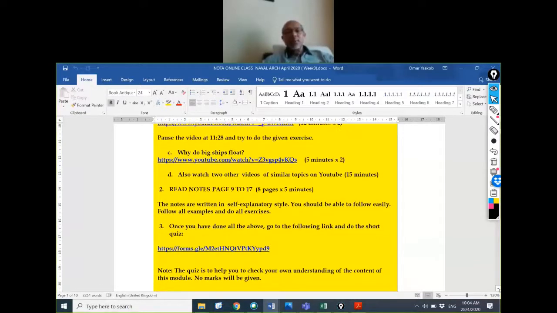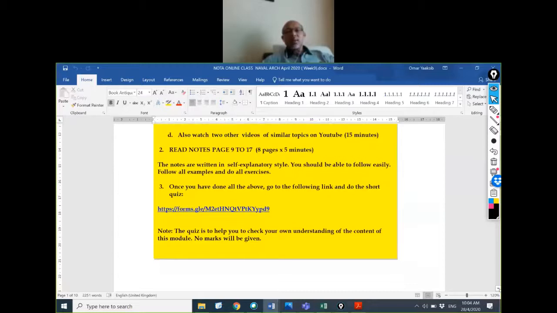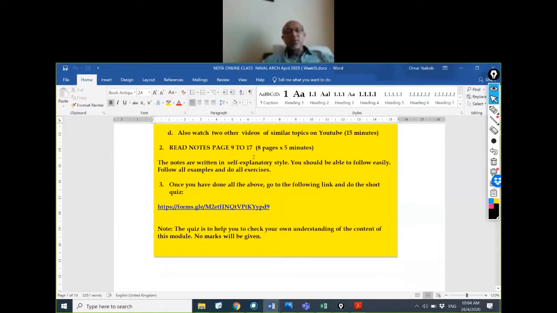But in terms of the calculation, it's not in there. So you have to go through the notes. The notes are only 8 pages, and written to be self-explanatory. So if you read, you should be able to understand it and follow the example. And then the exercises basically follow the example. If you can understand the example, you should be able to do the exercises.